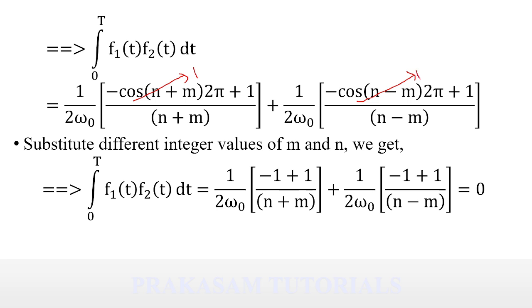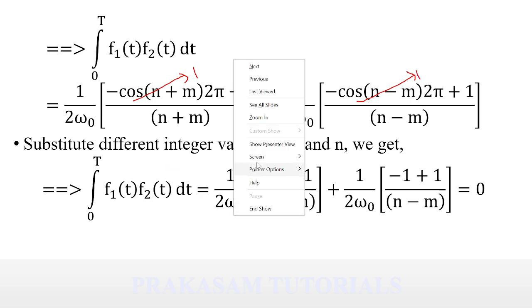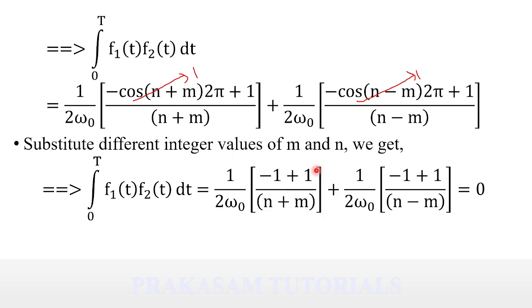So we have 1 by 2 omega naught times [minus 1 plus 1] divided by (n plus m), plus 1 by 2 omega naught times [minus 1 plus 1] divided by (n minus m). So minus 1 plus 1 cancels, giving 0. So 1 by 2 omega naught into 0 is 0, and here also 1 by 2 omega naught into 0 is 0. So the RHS term is 0. So that is the integral from 0 to capital T of f1 of t f2 of t dt equal to 0.